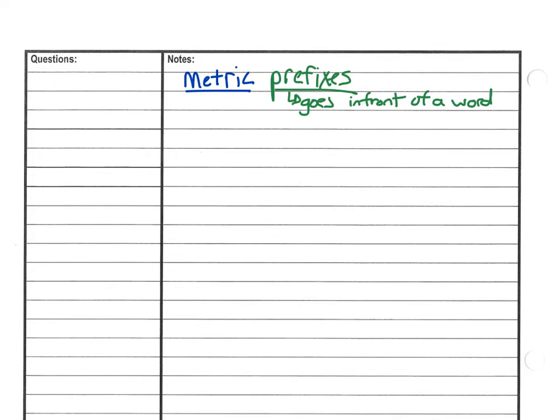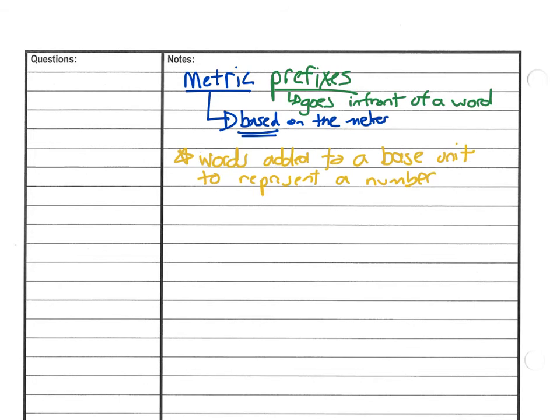Metric actually literally means based on the meter. But if you get this based on business, that kind of actually helps you the most. Because we do use metric prefixes with more than just a meter. So let's go ahead and write that definition up here. So a metric prefix is a word or words that are added to a base unit to represent a number, and they actually represent a multiplier.